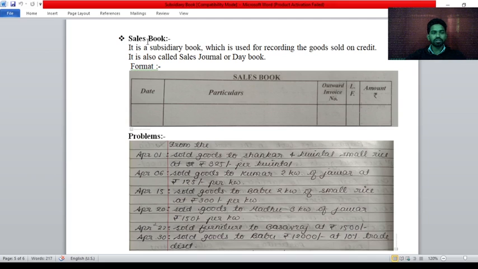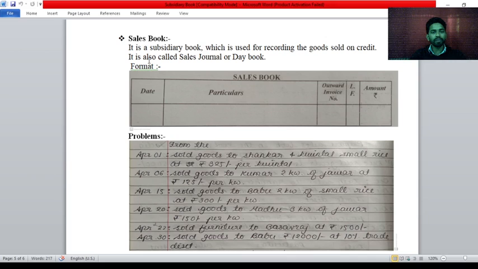So this sales book is a subsidiary book, which is used for recording the goods sold on credit. It is also called the sales journal or day book. So the sales book is called the sales journal or the day book.